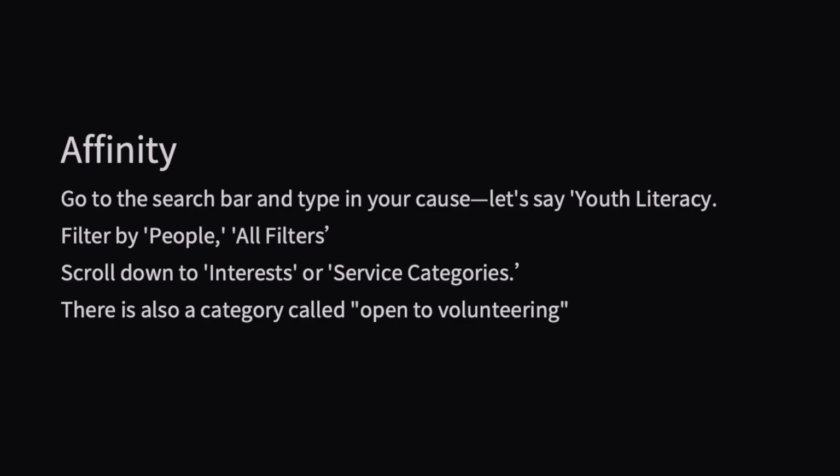Now let's find your people. Most EDs just search for names. Instead, I want you to search for affinity. Go to the search bar and type in your cause. Let's say youth literacy. Filter by people in the top tier and then click all filters. Scroll down to interests or service categories. There's also a category called open to volunteering. You're looking for people who have already raised their hand for your cause.